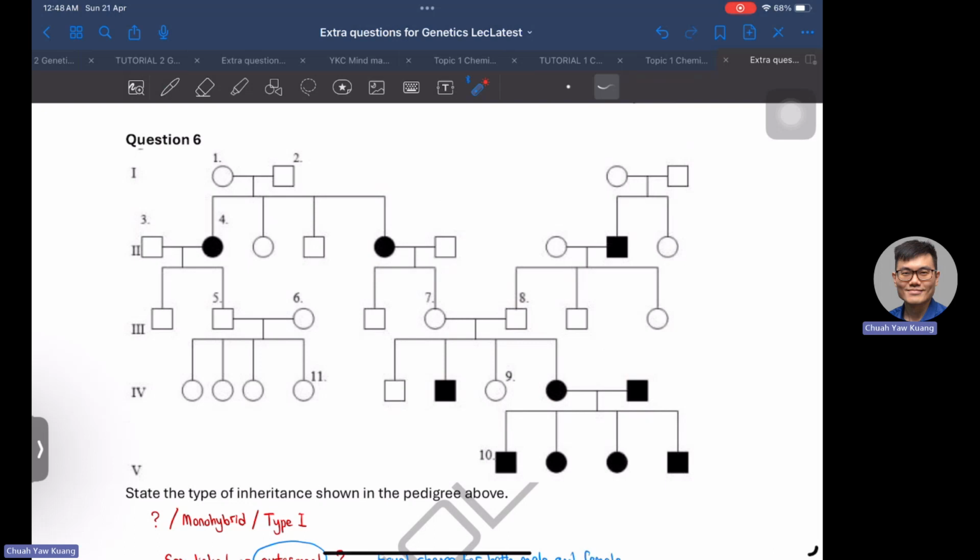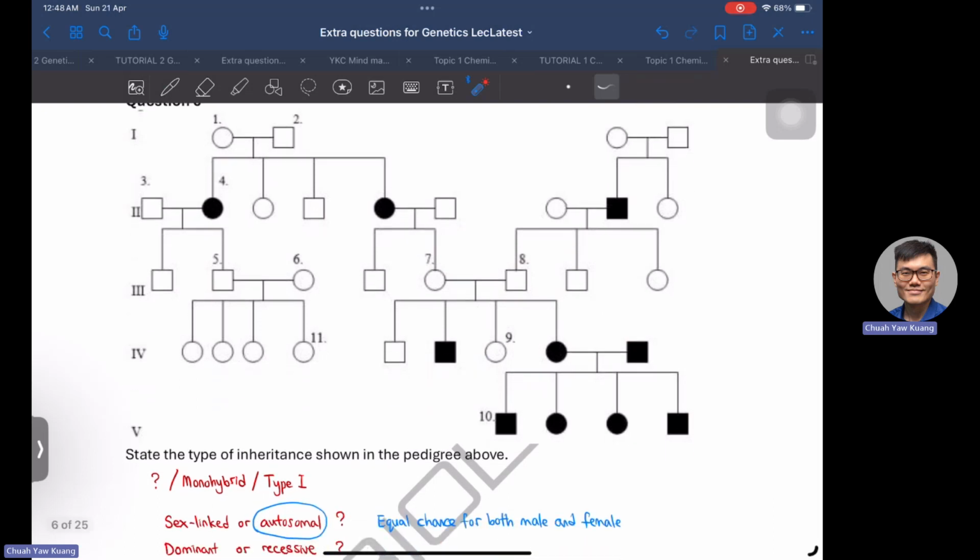In that case, to further confirm, we can use the second criteria, which is both unaffected parents having at least one affected offspring, or both affected parents having at least one unaffected offspring. This is the second criteria that we can use to identify the dominant or recessive trait.